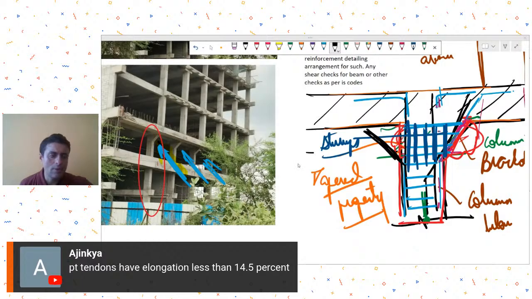So I don't see how PT systems can be considered effective in ductility calculations. PT systems should not be used for ductility calculations. All the ductility calculations you should do as per the normal reinforcement provided in beams and columns and the concrete cross section.